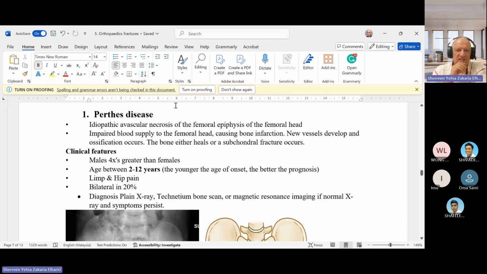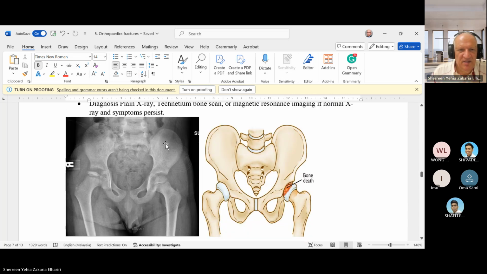We start with Perthes disease. It is avascular necrosis of the femoral epiphysis of the femoral head, with impaired blood supply to the femoral head causing bone infarction, new vessels develop, and ossification occurs. The bone either heals or a subchondral fracture occurs. Of course, it occurs between age 2 and 12, so young, can be bilateral, diagnosed by X-ray or technetium bone scan. It is some sort of avascular necrosis without any cause. So this is Perthes disease, bone death.